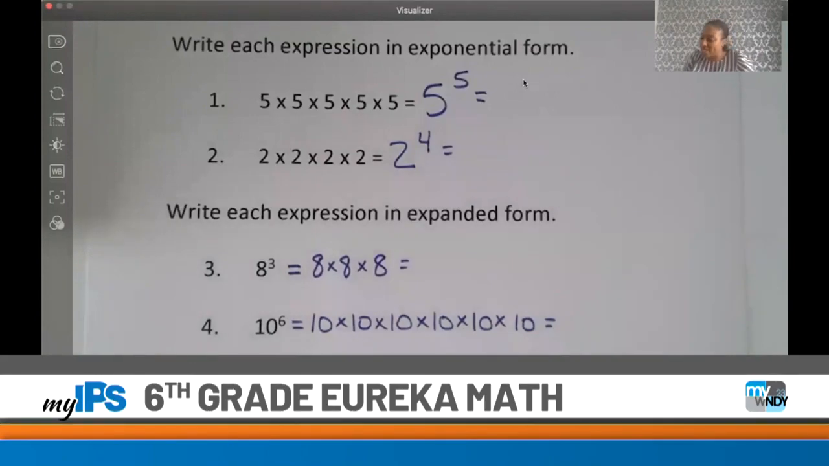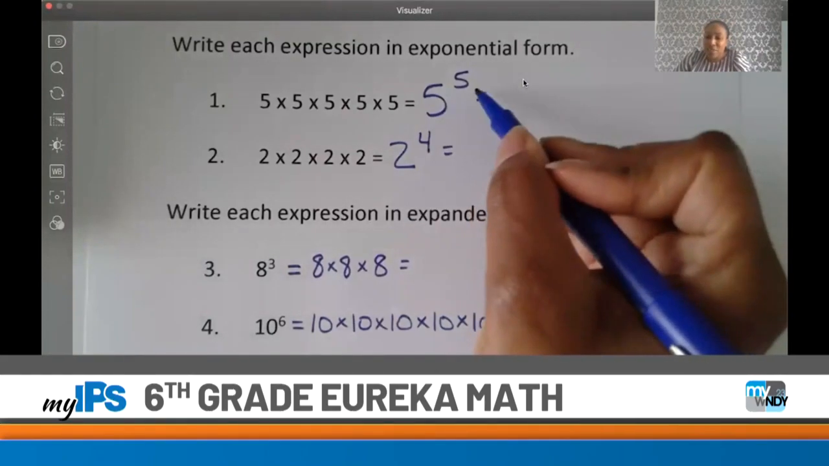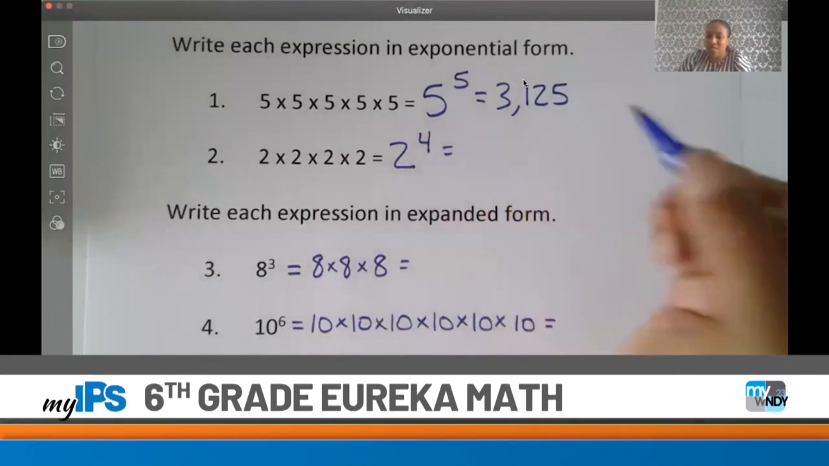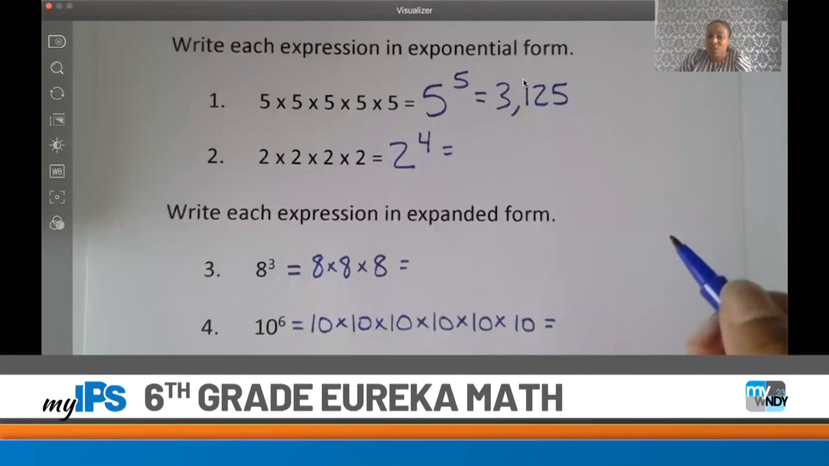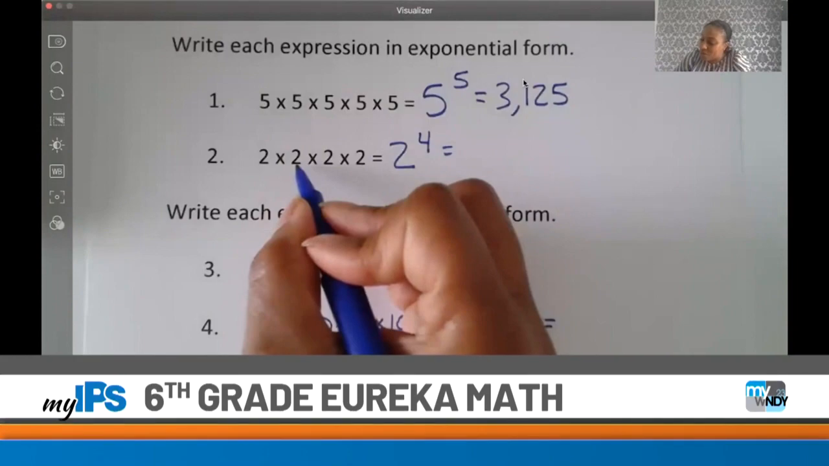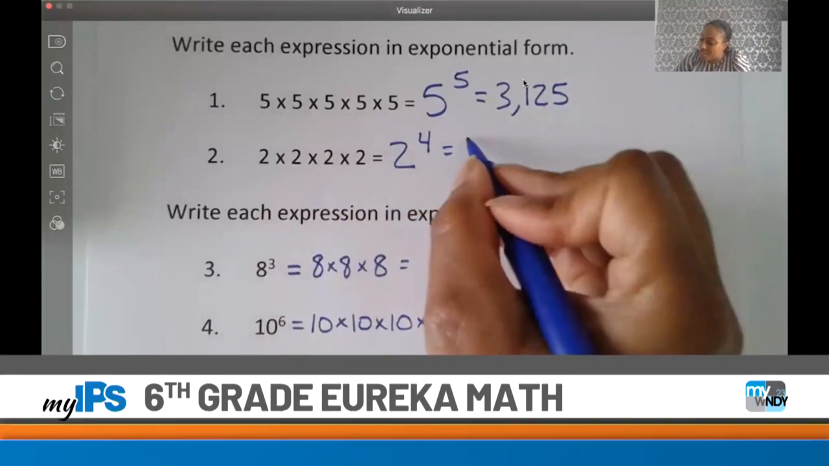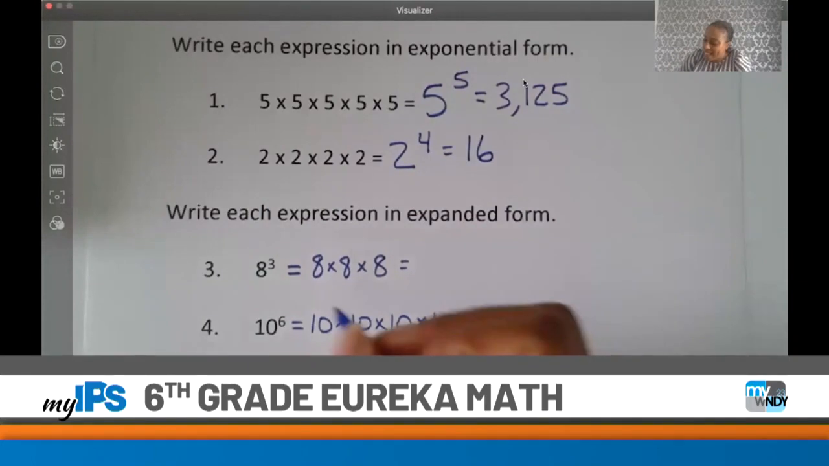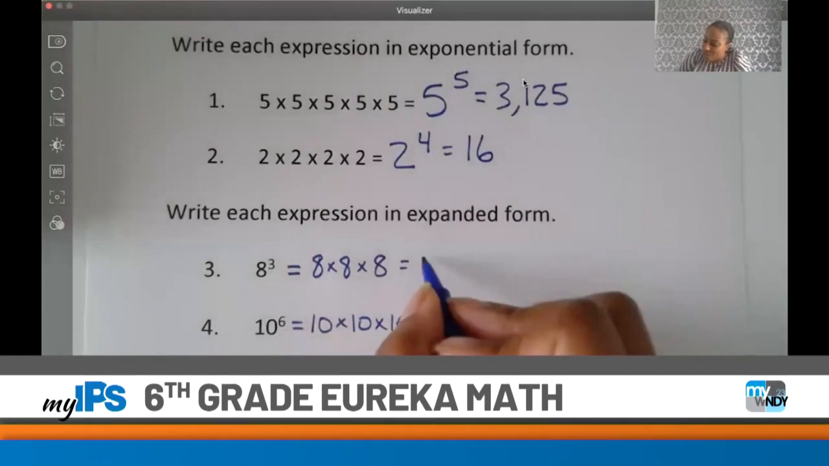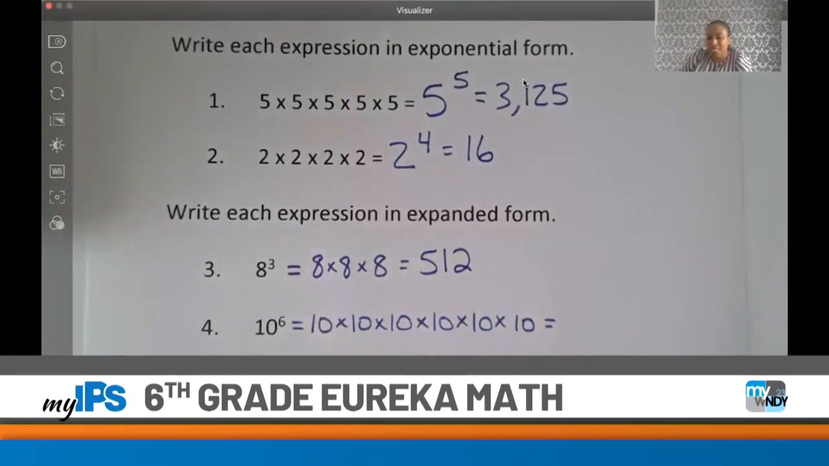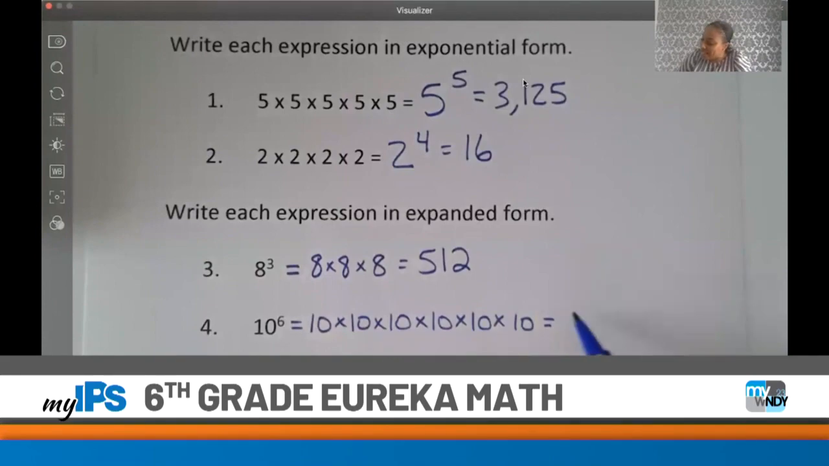Let's review our answers. 5 to the 5th power is 3,125. 2 to the 4th power is 2 times 2 times 2 times 2, which is 16. 8 to the 3rd power is 512. 10 to the 6th power is 1 million.